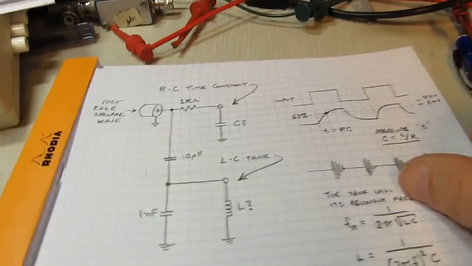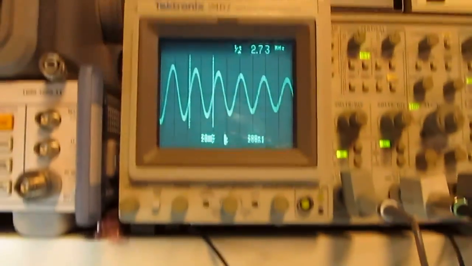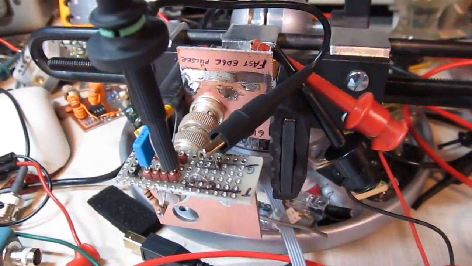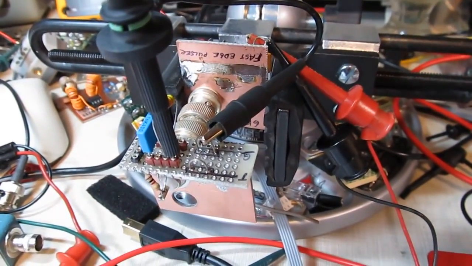So anyway, that's a pretty neat technique to use your scope to measure inductors and capacitors, and also get a dual use out of this fast edge pulse generator, which gives you another excuse for going to build that.